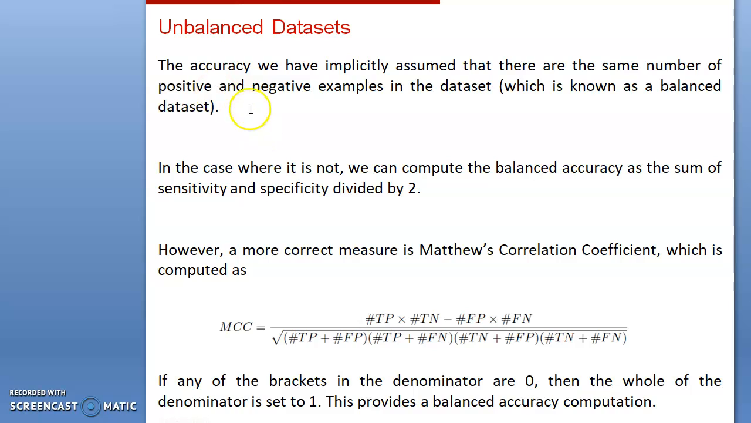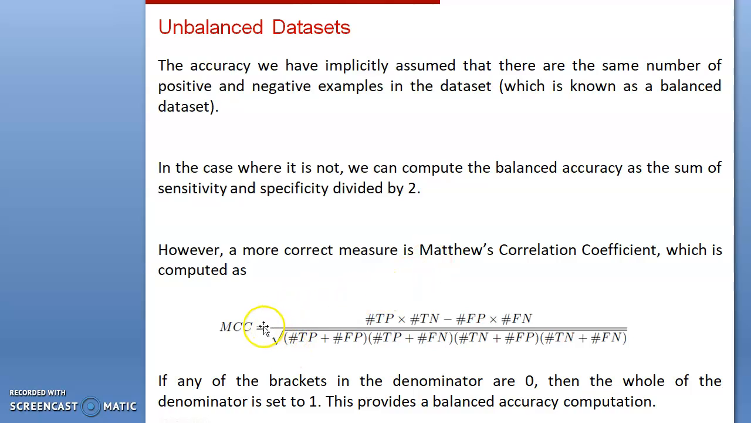Instead of calculating like that, we have another computation, which is the sum of sensitivity plus specificity divided by 2. That is another calculation. In general, most people will use Matthew's correlation coefficient.